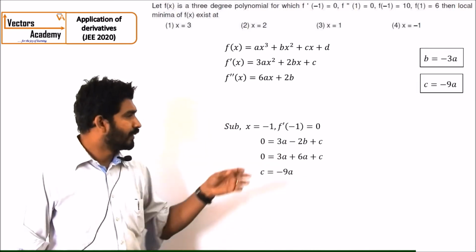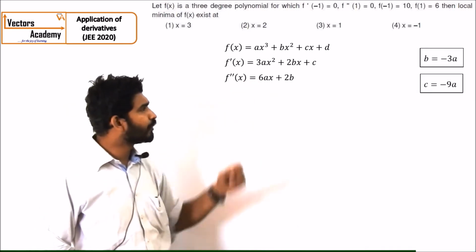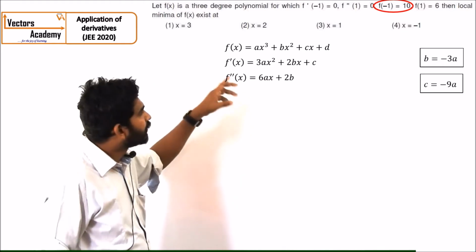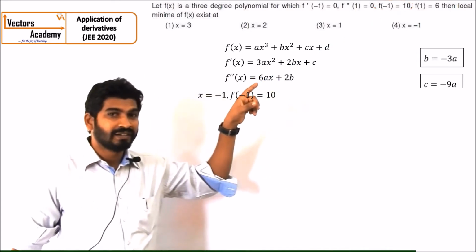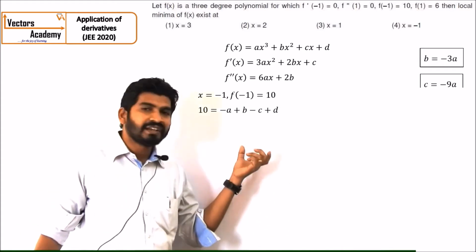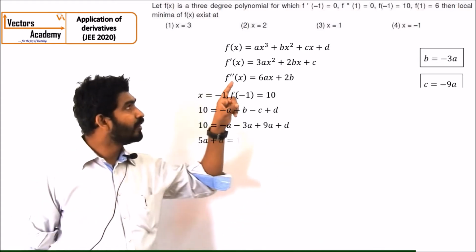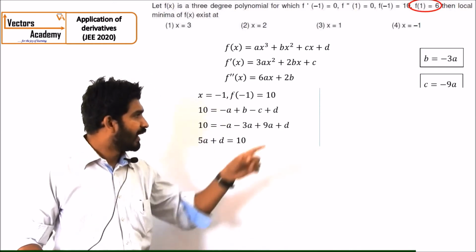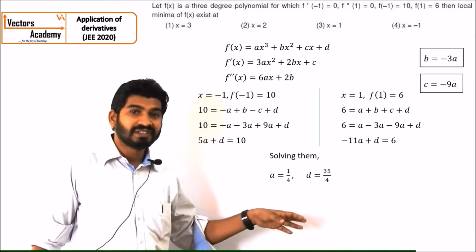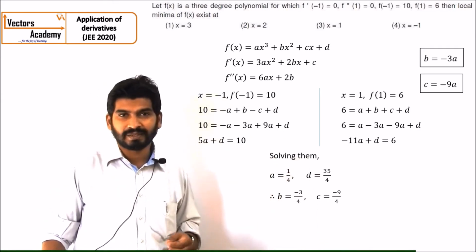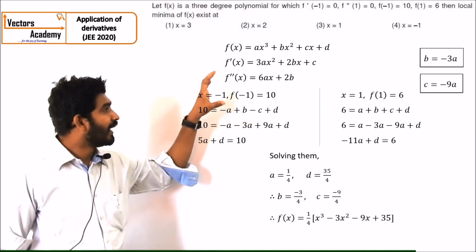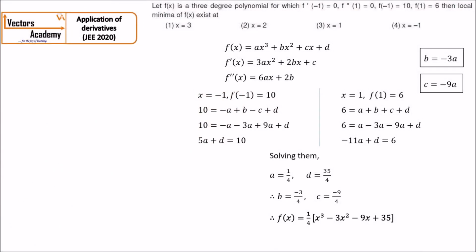Once we have done that, now moving on to the original function, that is f of x. Now 2 values are given, f of 1 and f of minus 1. By substituting the value of x as minus 1 as well as the values of b and c and equating it to 10, I'll get one equation in terms of a and d, and by substituting x equal to 1 and equating it to 6, I'll get another equation in a and d. Solving these two equations, I'll get the values of a and d, and once I get the value of a, I can find the values of b and c as well. So by finding all these coefficients, I'll get this polynomial, and if I get the polynomial, you know how to find the minimum of the equation.